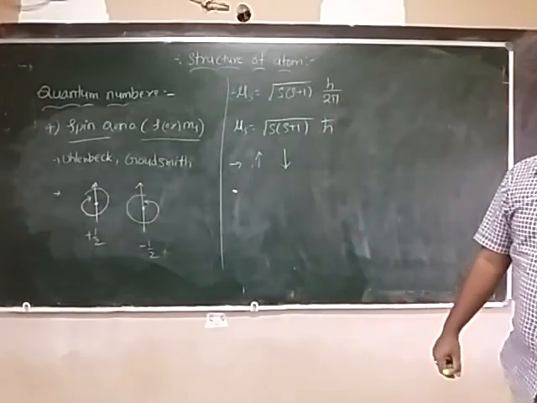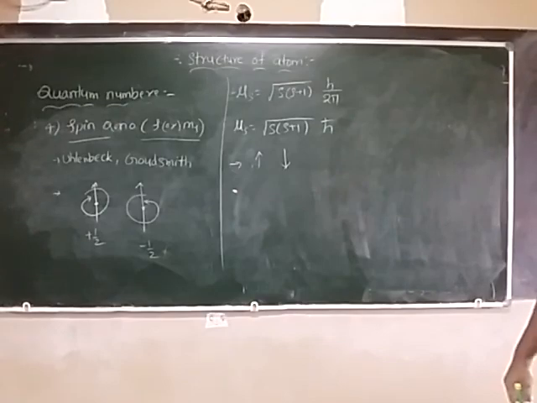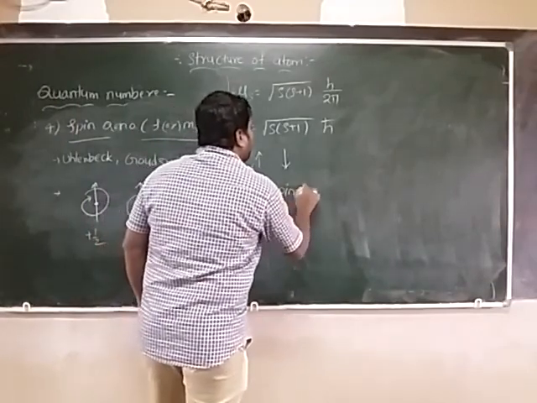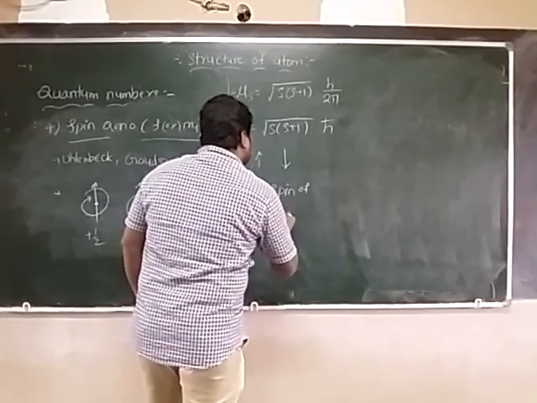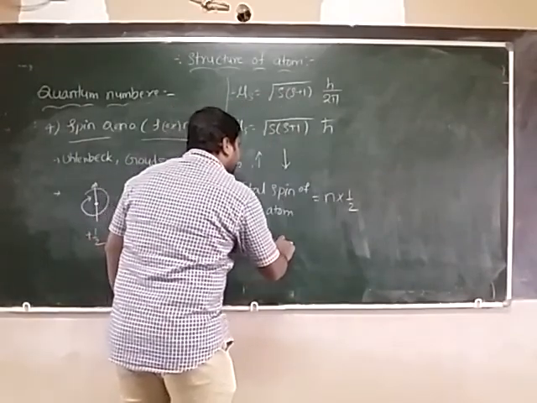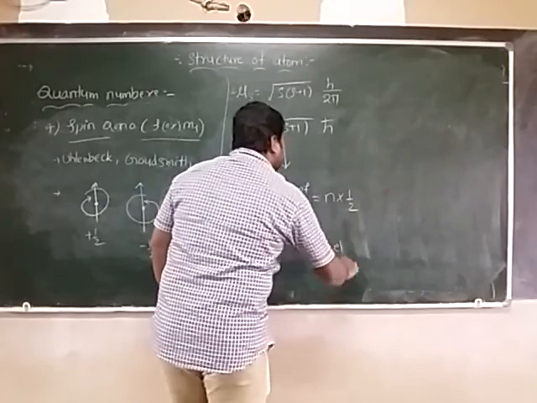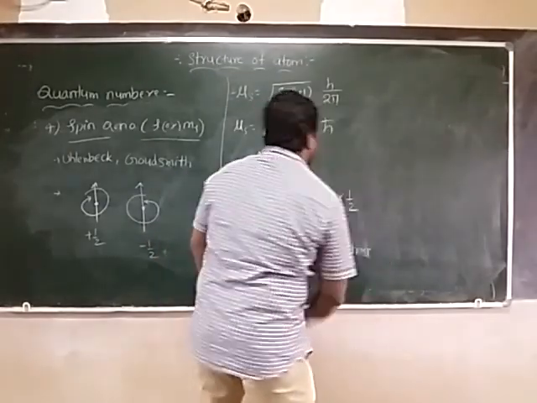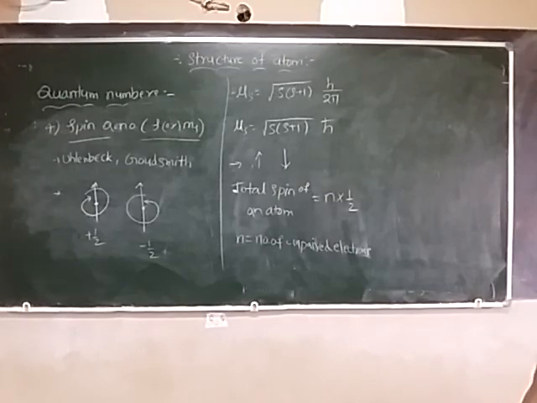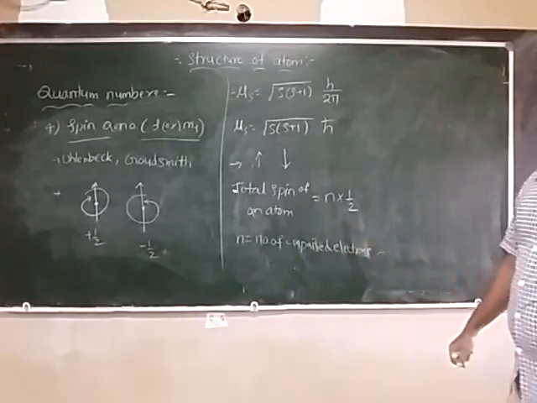So if you want to calculate the total spin of an atom, the formula is: total spin of an atom is equal to n into 1 by 2, where n is the number of unpaired electrons. To calculate the total spin of an atom, it is n into 1 by 2, where n is the number of unpaired electrons.